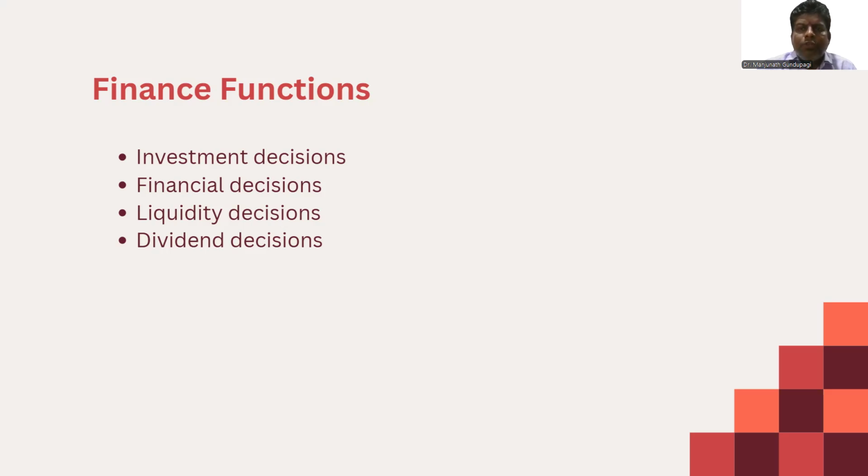The third one we talk about is the liquidity decision. Here, the liquidity decision generally revolves around working capital decisions and management. Here, the priority is managing the current assets to follow the going concern concept.